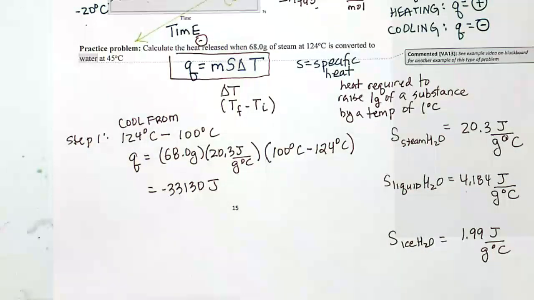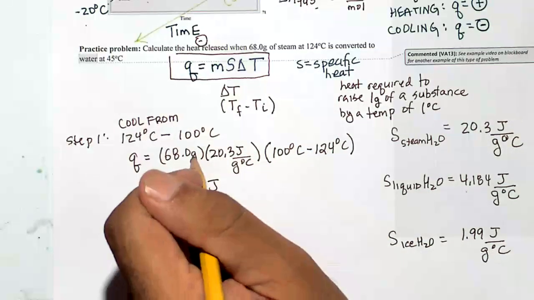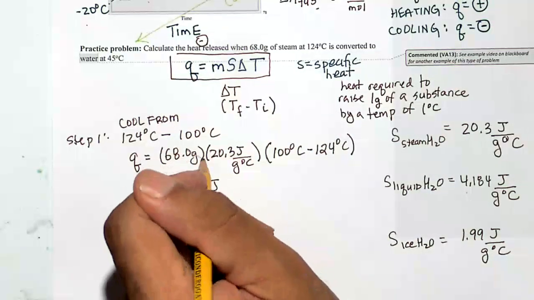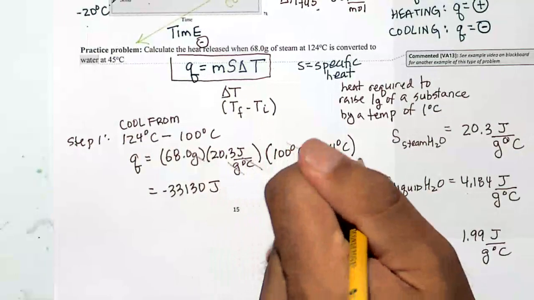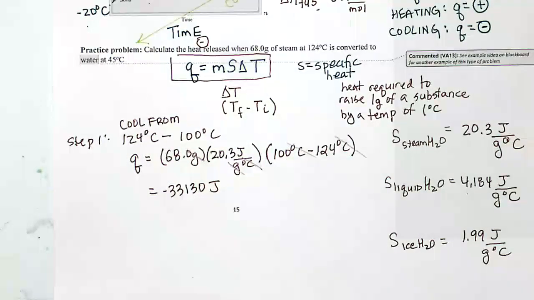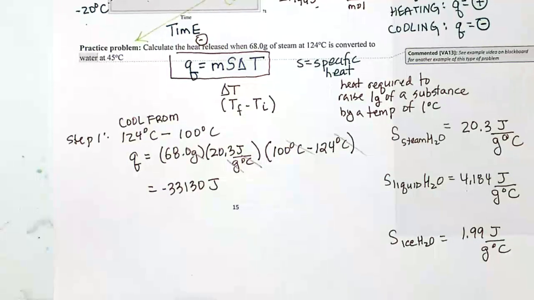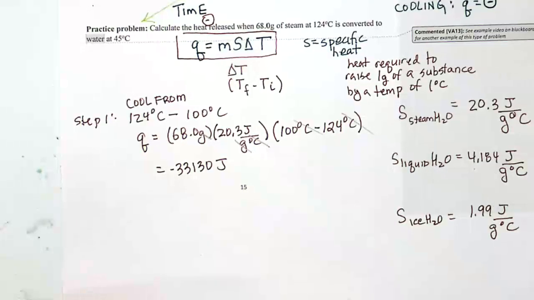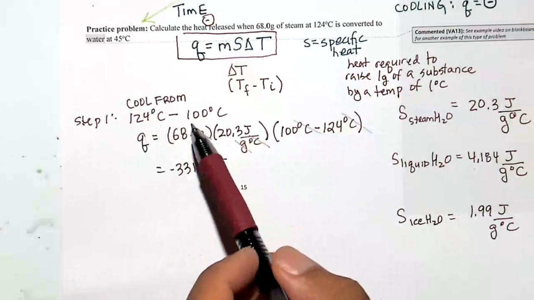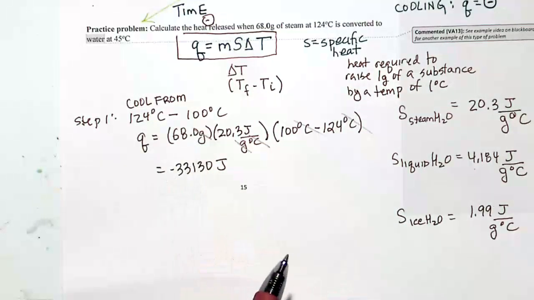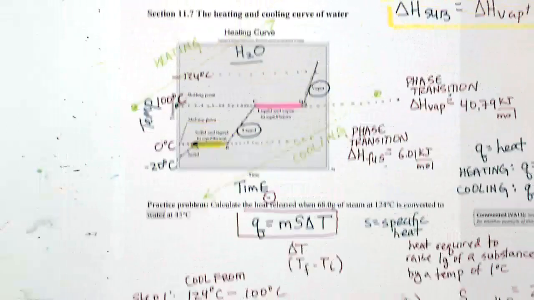Why did I say joules? Let's cancel out our units. Everyone look at the board. Grams and grams, degree C and degree C cancel. So we are left with joules. All right, are we done? We just went from 124 to 100. Now what?